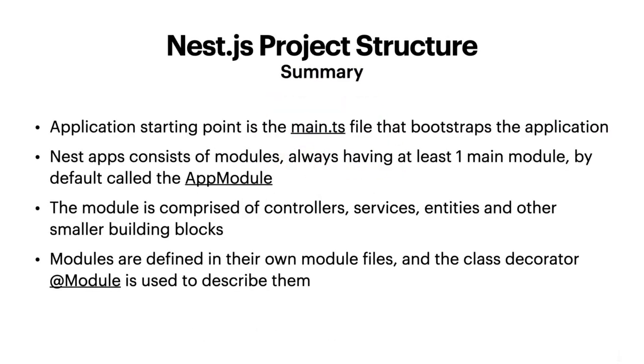As a recap, your Nest application starting point is the main.ts file that bootstraps the application. Nest apps consist of modules, always having at least one main module, by default called the app module. The module is comprised of controllers, services, entities, and other smaller building blocks. Modules are defined in their own module files, and the module class decorator is used to describe them.